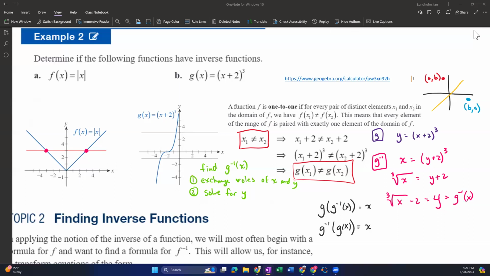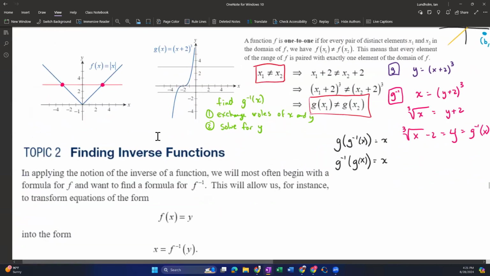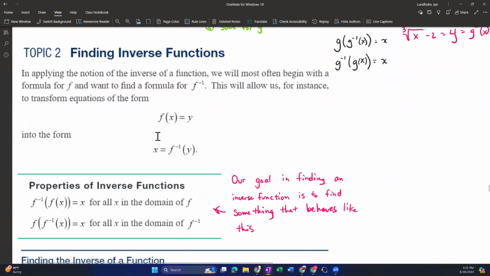So if you wanted to try composing those and making sure that you get x out in the end, that'd be a good thing to do. Cool. I think we're good there. All right, scooch over a little bit, keep going down. I guess now we're officially on topic two, where we find inverse functions.